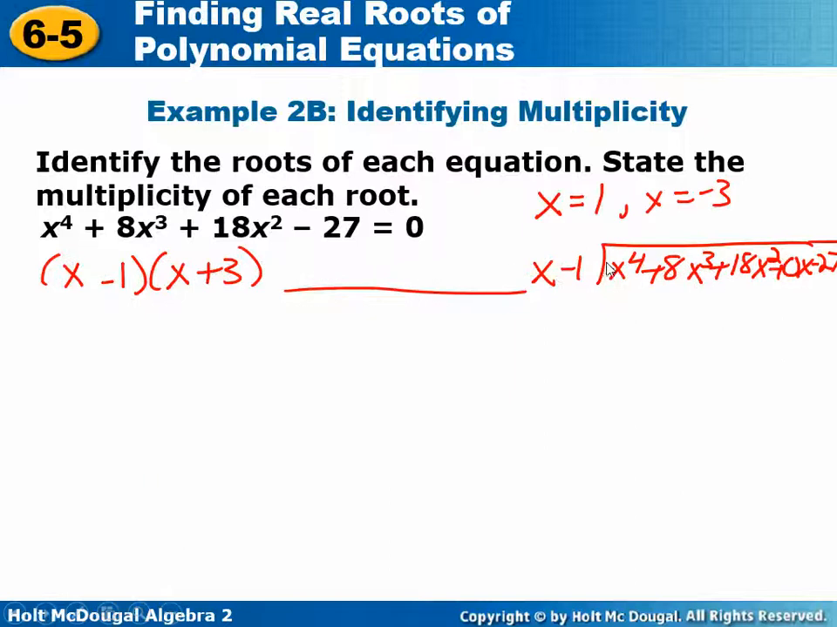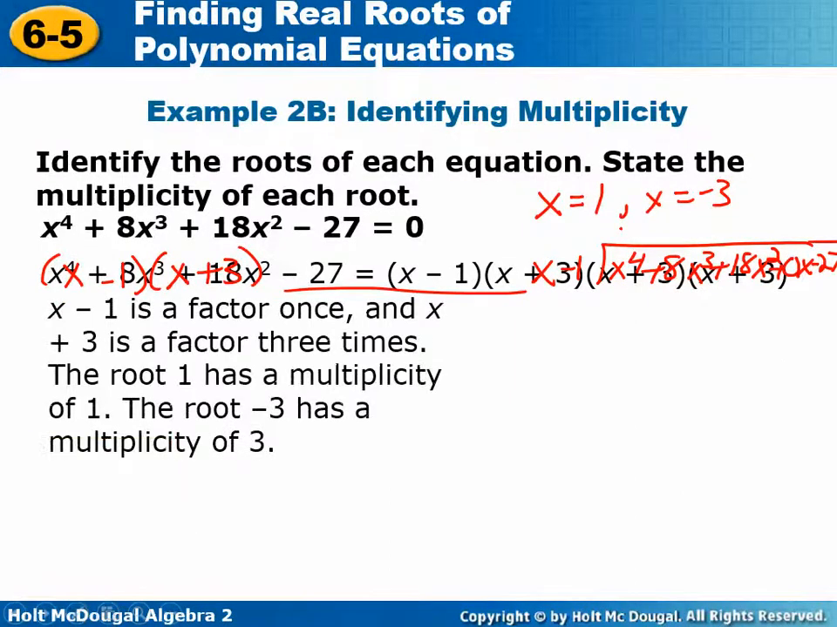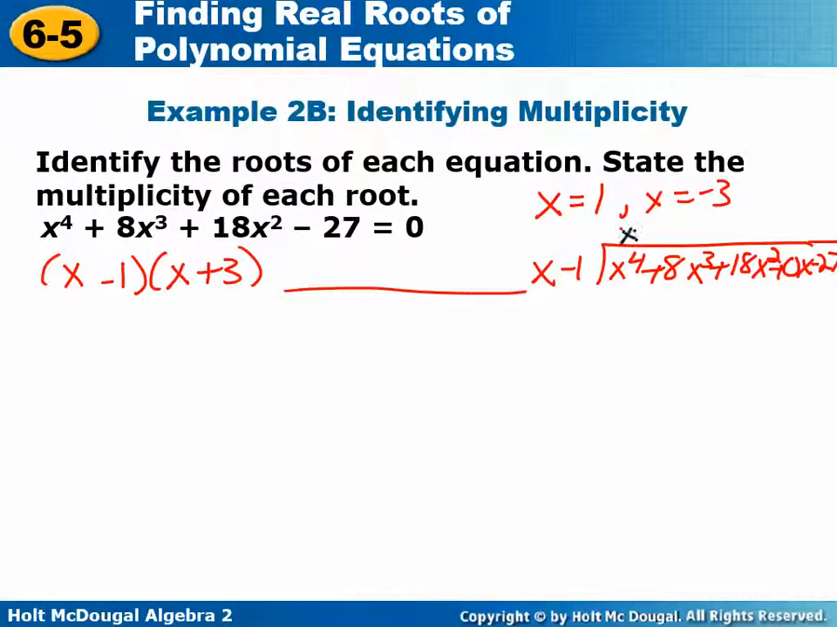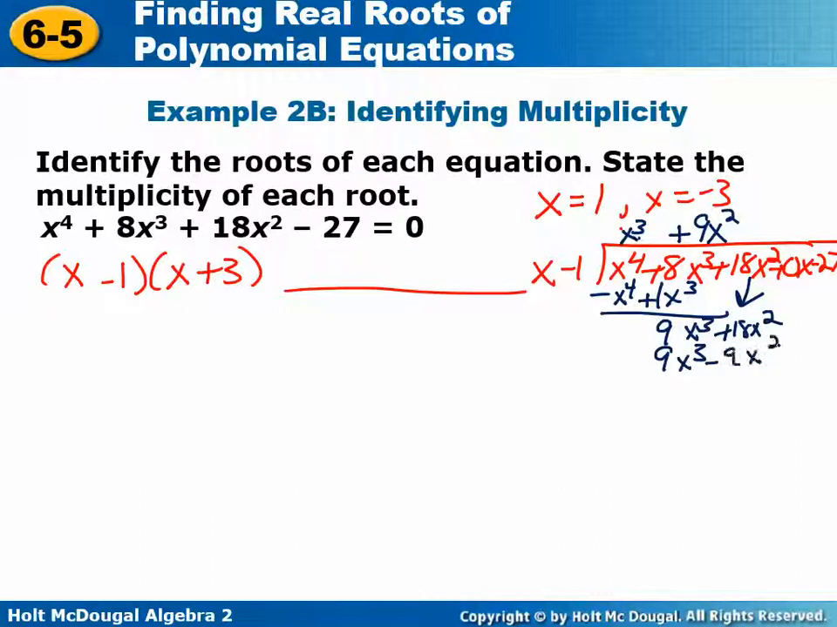All right, so this is going to be, I'm going to get a different color. Okay, x cubed. X goes into x to the 4th, x cubed times x is x to the 4th minus x cubed. Subtract to get 9x cubed, because 8 minus -1 is the same as 8 plus 1. Bring down 18x squared. So x goes into 9x cubed, 9x squared times, and then multiply back. 9x squared times x is 9x cubed minus 9x squared. And then subtract.